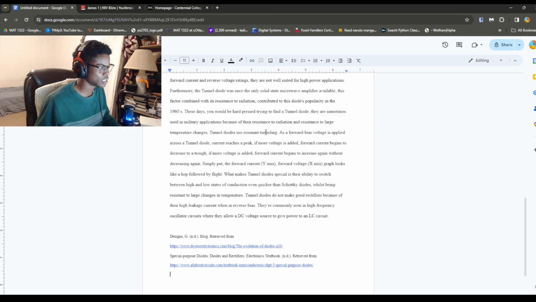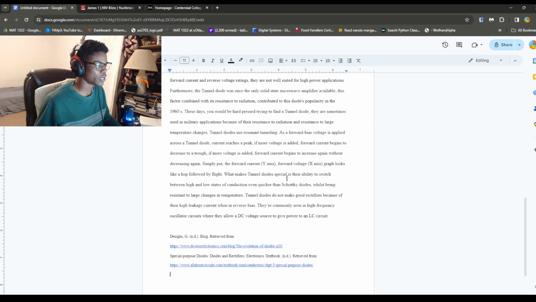Okay. So as explained, tunnel diodes use resonant tunneling. As a forward bias voltage is applied across the tunnel diode, current reaches a peak. If more voltage is added, forward current begins to decrease to a trough. And if more voltage is added, forward current begins to increase again without decreasing again. Simply put, the forward current y-axis and forward voltage x-axis graph looks like a hop followed by flight.